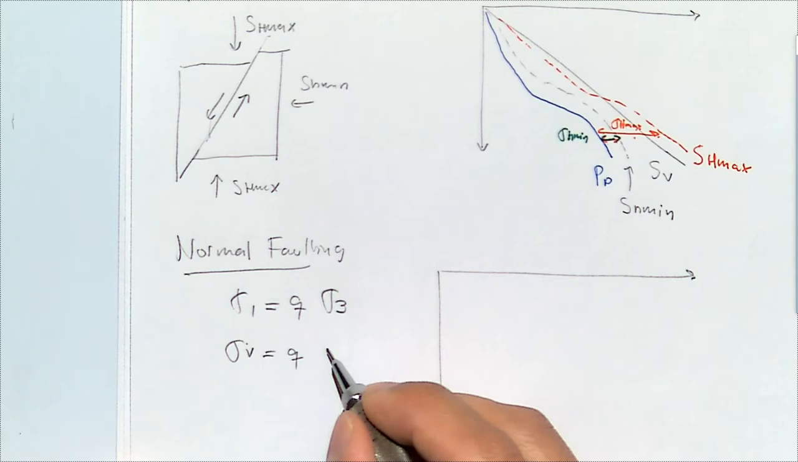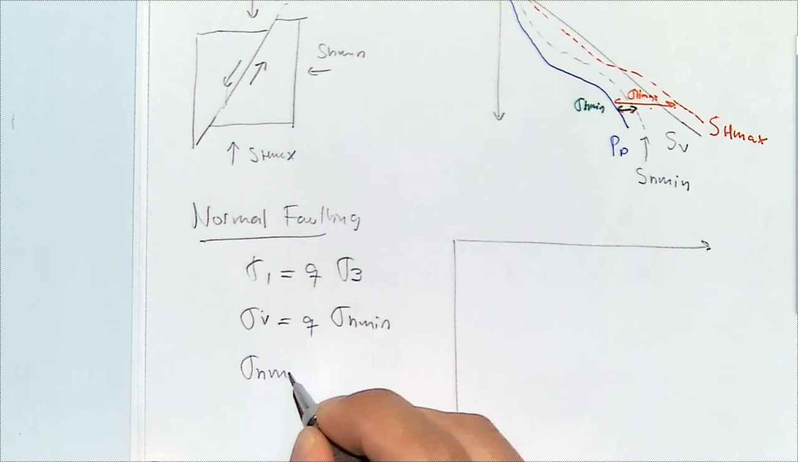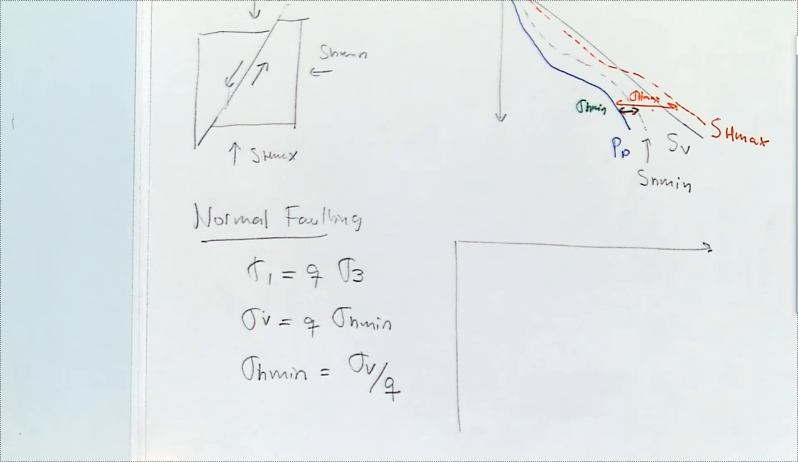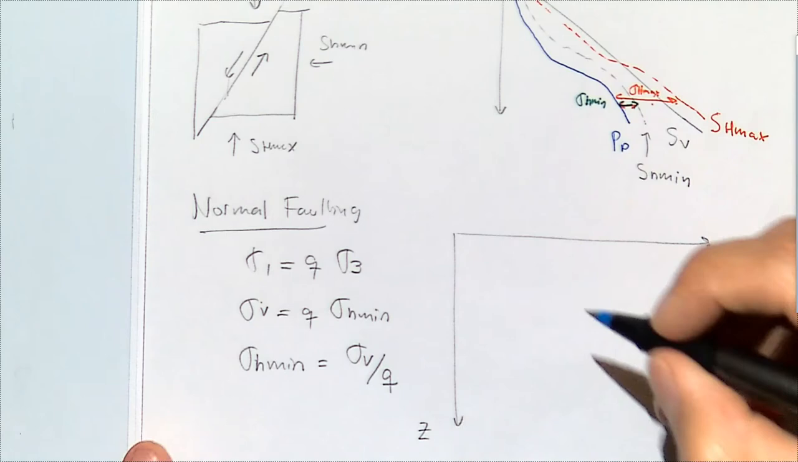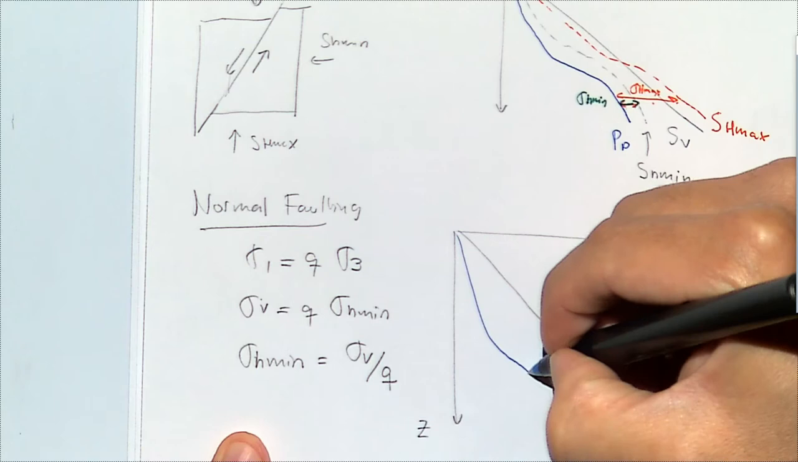sigma H min. But here what we know most times is sigma V. So actually our unknown and what we're going to determine is sigma H min, which is going to be sigma V divided by Q. So if we know, let me do SV first. We know vertical total stress. We know pore pressure.